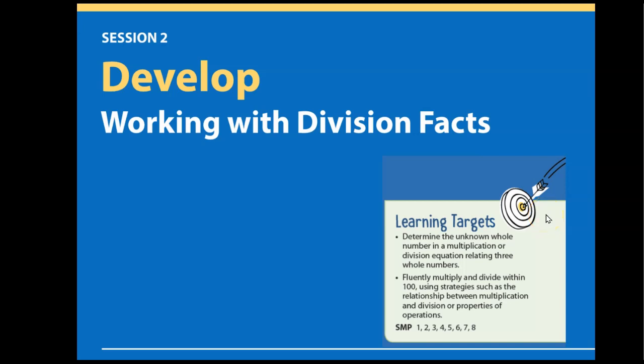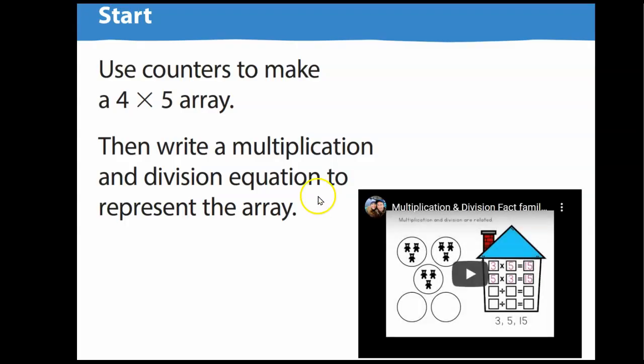All right, we're continuing lesson 12, session 2. Okay, now we're working with division facts. All right, so look at this. It says use counters or equal groups to make a 4 times 5 array. Then it says write a multiplication and division equation to represent the array.